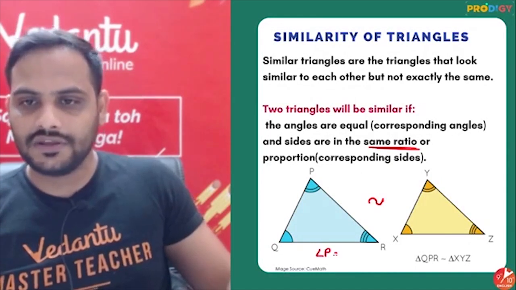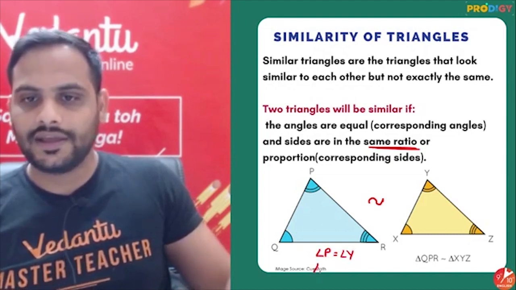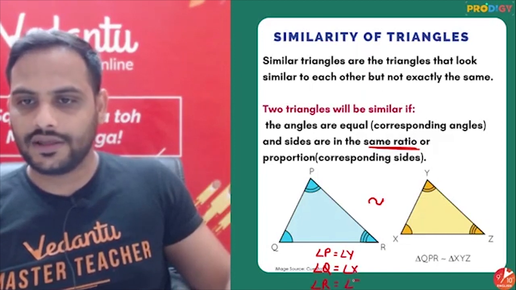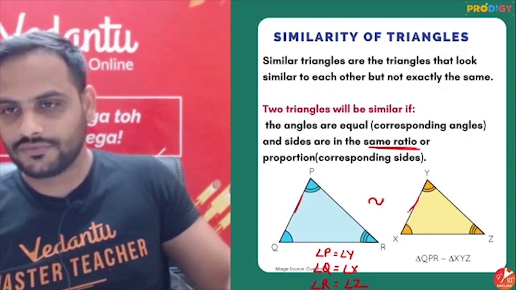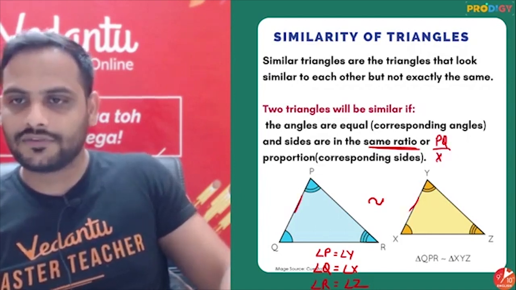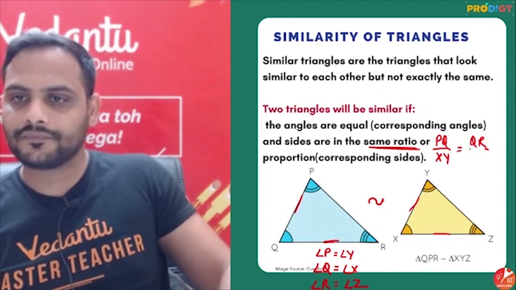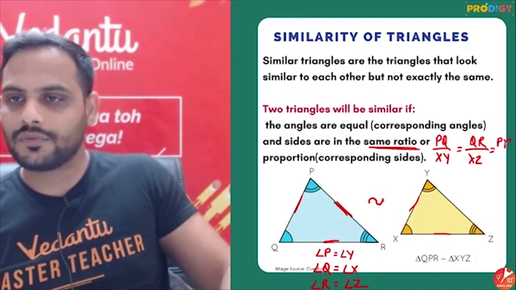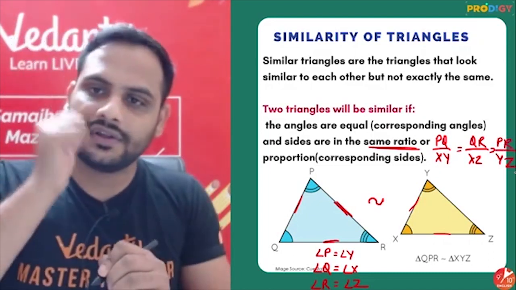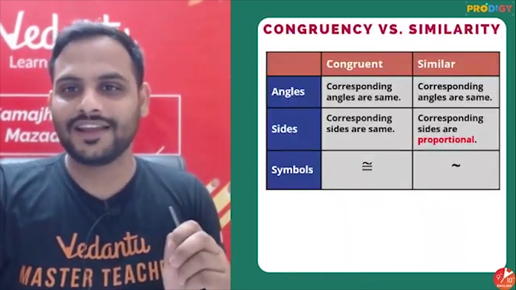If these two triangles are given similar, I can say angle P is equal to angle Y. P and Y are the corresponding points. Angle Q is equal to angle X, and angle R is equal to angle Z. And for corresponding sides, PQ and XY, so PQ by XY is equal to QR by XZ is equal to PR by YZ. This is how the corresponding sides will be in the same ratio and the corresponding angles are going to be equal.